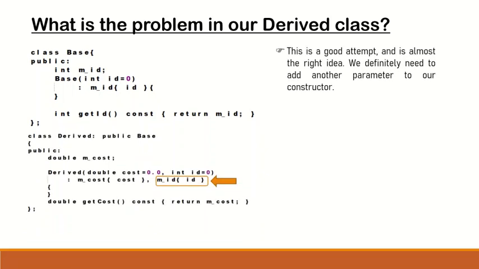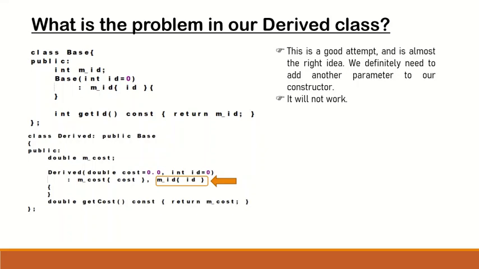Suppose, as a programmer, you try to do this. We try to access m_id. What is m_id? It is a public data member of the base class, and we try to put 0 into this m_id. That means we are trying to initialize the base class part using the derived class initializer list. You might think it is a good idea to pass another parameter to the derived class object and use that parameter to initialize the base class data member as part of the initializer list of the derived class.